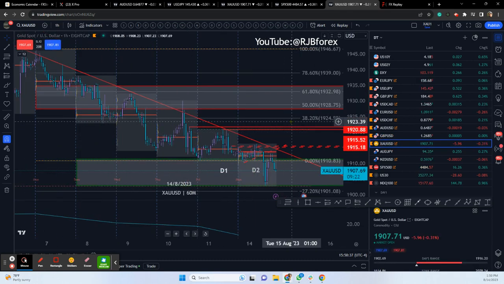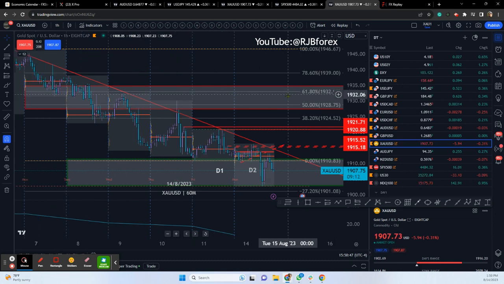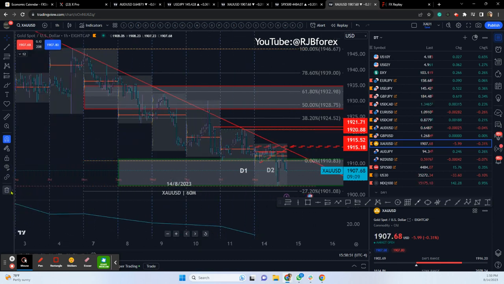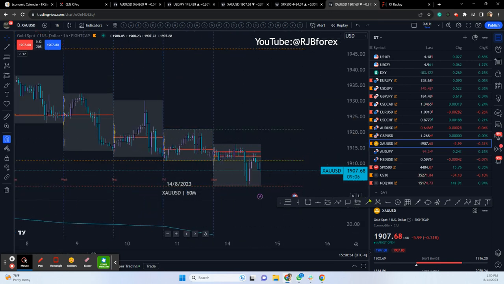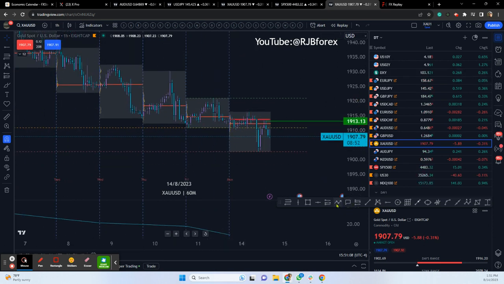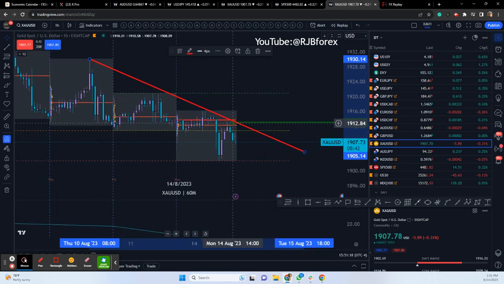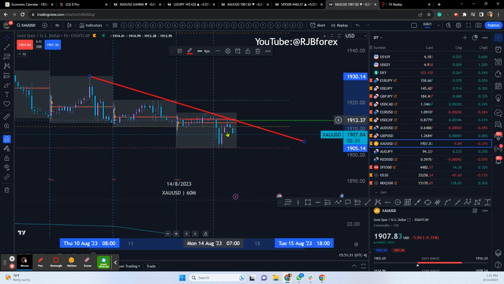Quick look at gold, same scenario, V bottom, break of structure, moving up. A break of 1913 would be welcomed by the bulls, opening the gate for that continuation of the bullish correction. However, we are still on the front side of this bearish trend. Cautious buying gold until we get out of this structure.